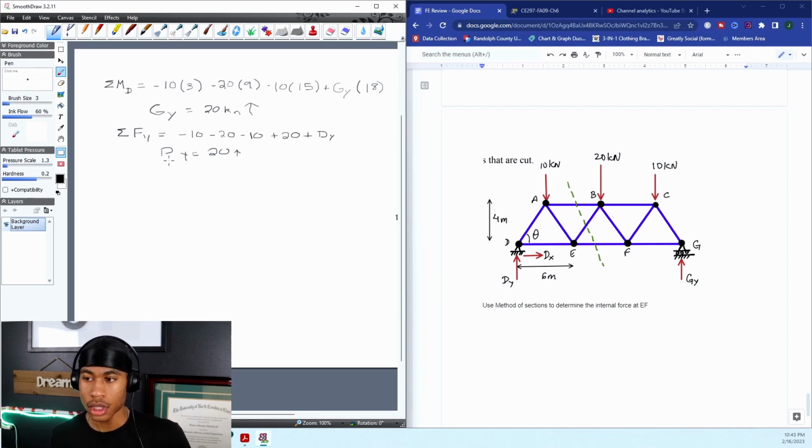Okay. Oh, and I forgot about one other thing. So we got the sum of the forces in the x is equal to, okay, just Dx, right? I don't see any other forces, so Gx equals 0.